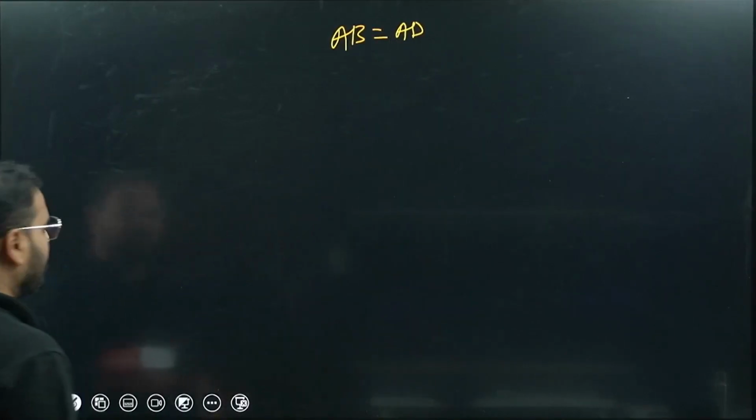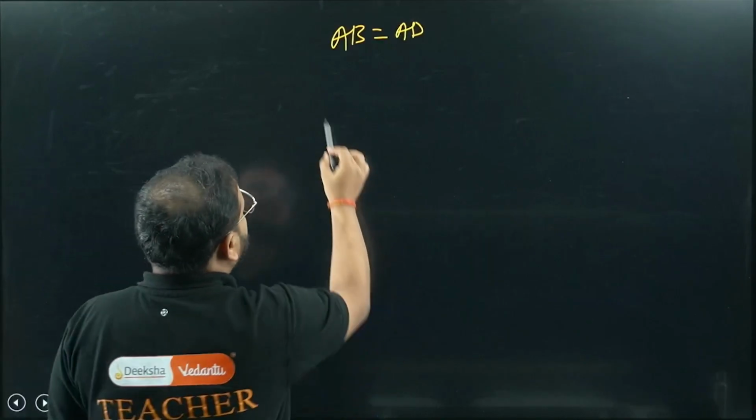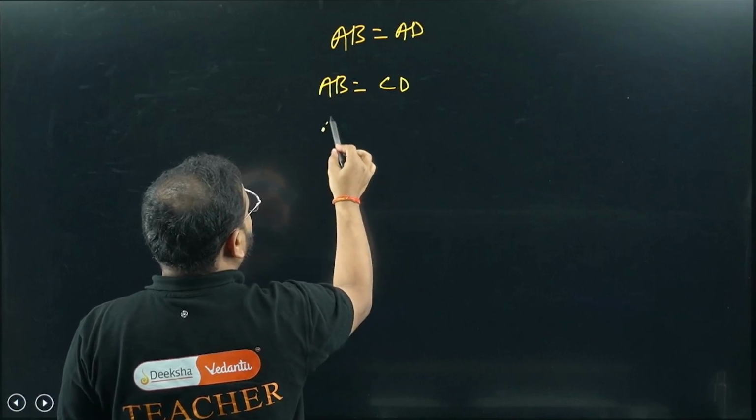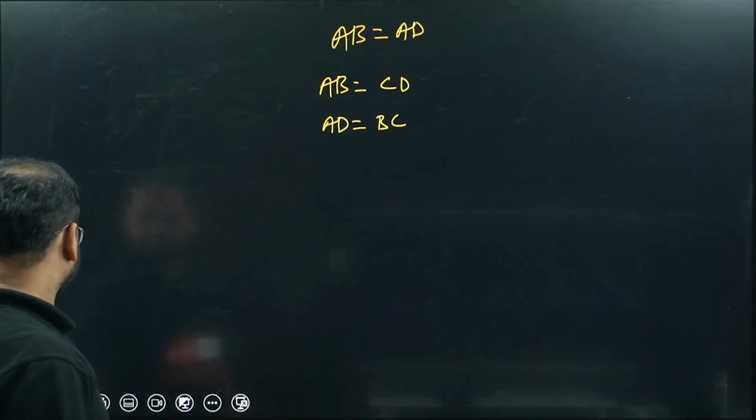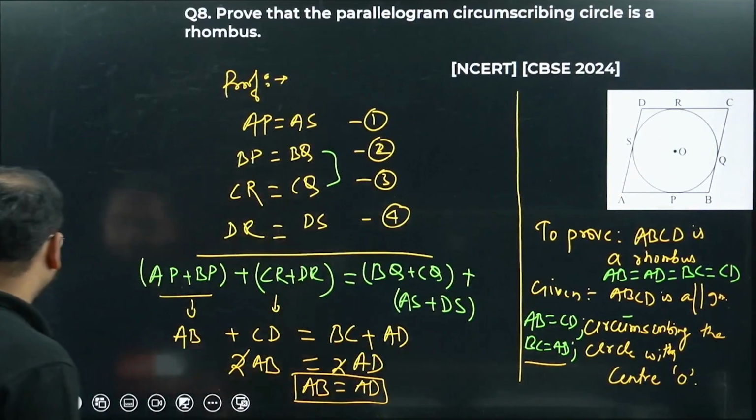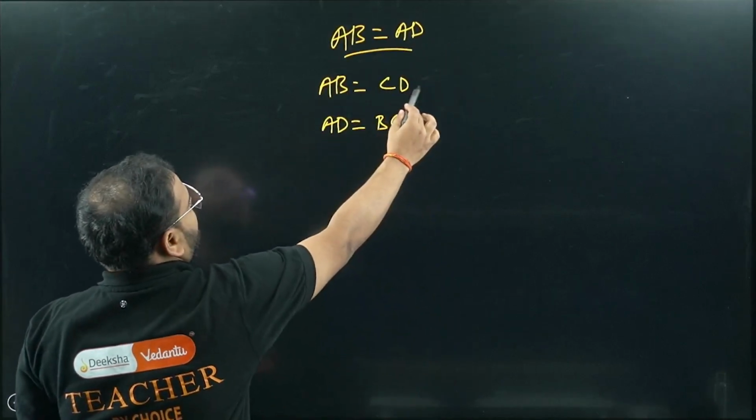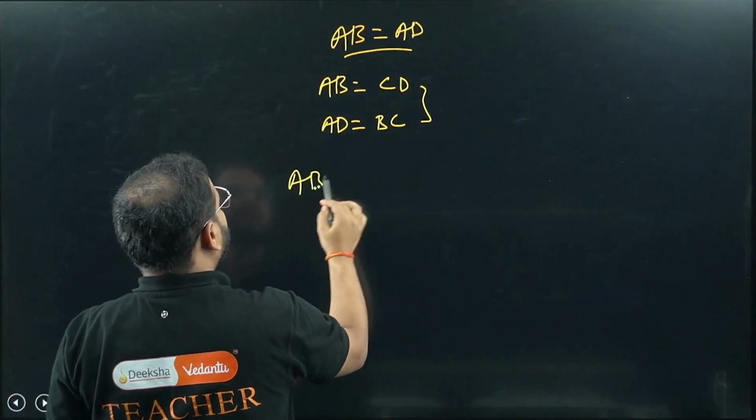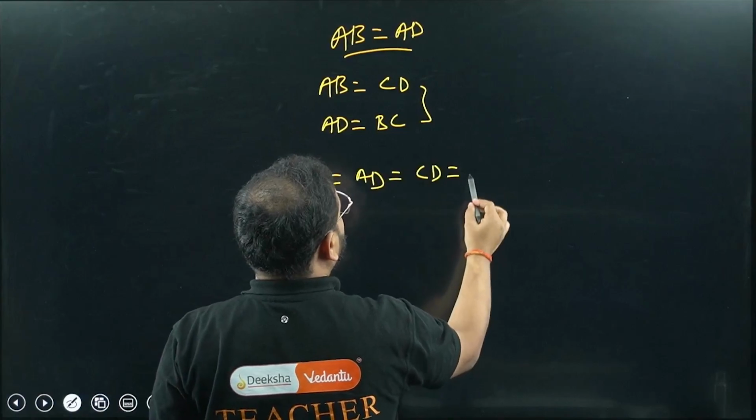And what we had is AB equals CD, and we had AD equals BC. Please check. AB equals CD and BC equals AD. But we are also getting AB and AD equal. It means CD and BC will also be equal. So what I'm getting is simply AB equals AD equals CD equals BC.